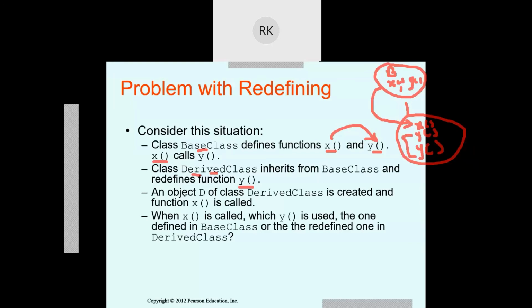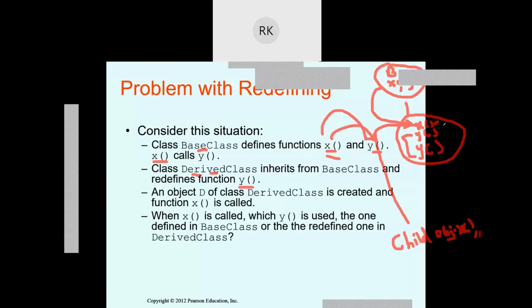So when the object of this child class, if I say child class obj, calls the function x, it will go and call the function x. But here is a problem: you see the x is calling the y. Now this x will call this y, or this y.